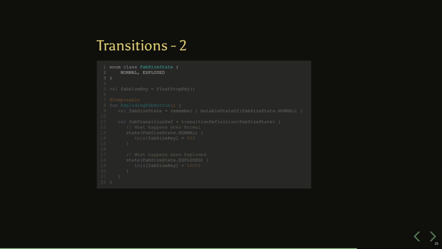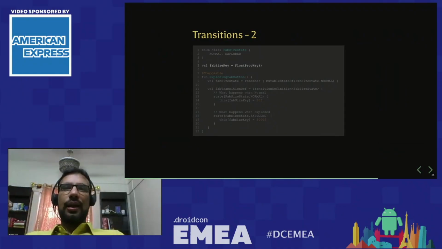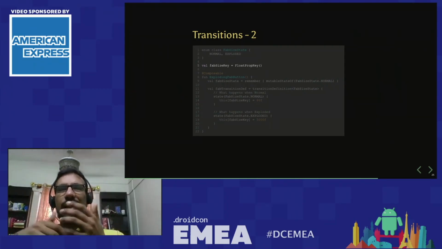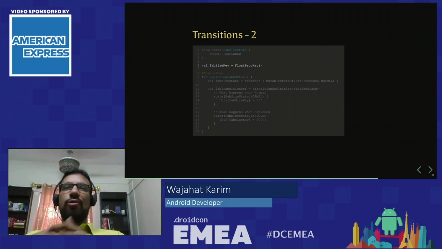Before that, I have defined two things: fab size state, an enum that defines the original state and the final state. We have normal and exploded, where exploded means it will fill up the whole screen. Then we have these prop keys. The prop keys are the variables which will keep updating, and you can reference them in your animations, and they will help you with your transition. We'll look into that. For now we have some prop keys like a color prop key and a float prop key. We have a bunch of these prop keys.